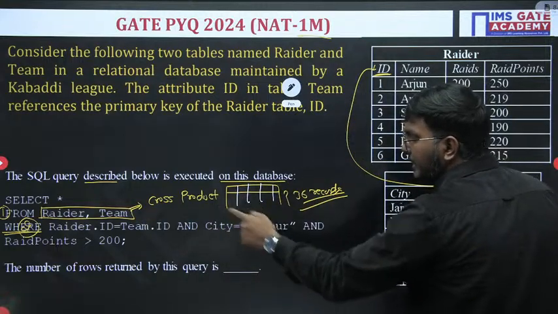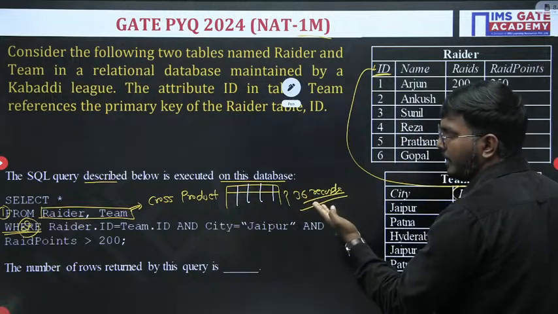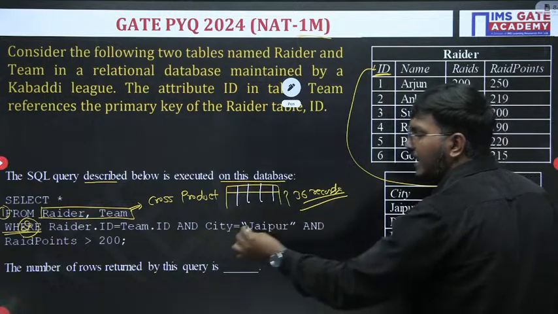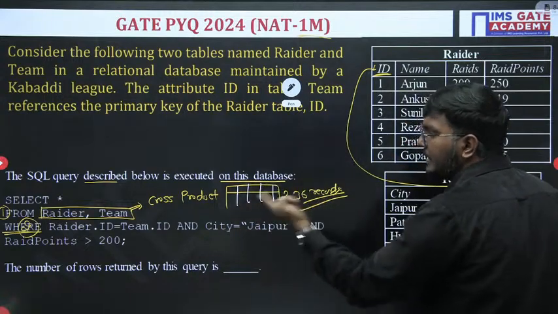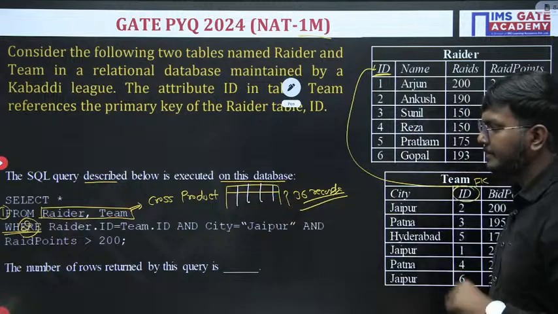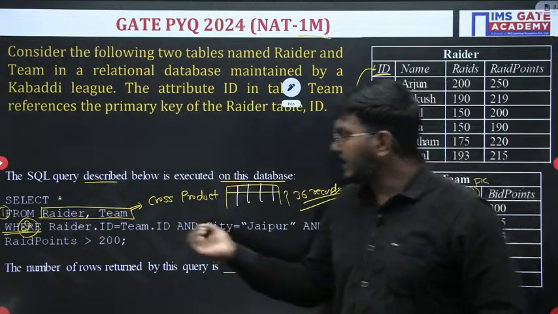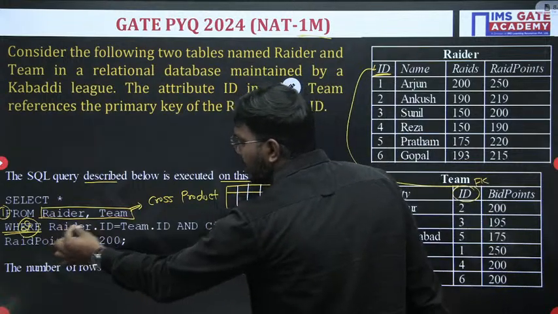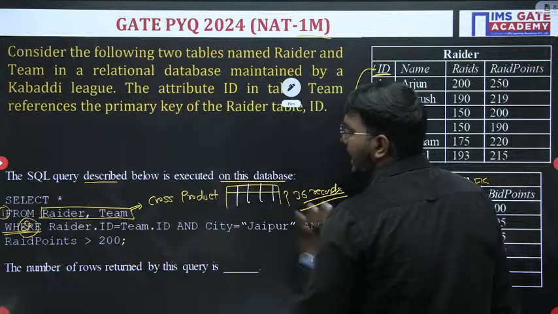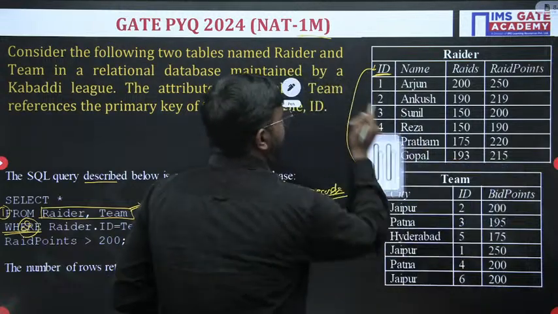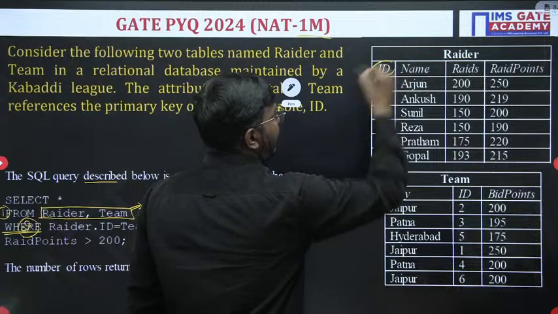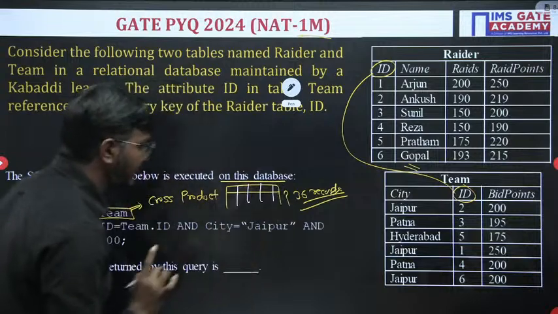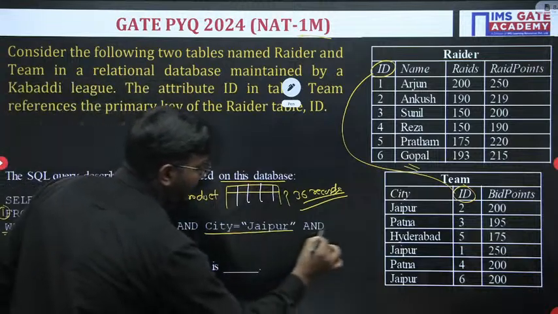Now in the result of the FROM clause we have 36 records. The WHERE condition will be tested on each of the 36 records, and if a record satisfies the given condition, that record will be selected. Getting my point? Now see the condition: radar.id must be equal to team.id, meaning these two IDs must be the same. That is the first condition, and the second says city must be equal to Jaipur.